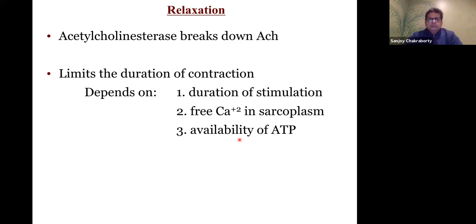Relaxation. So acetylcholinesterase breaks down the ACh. So what are the things that limit the contraction? Number one, duration of stimulation. Obviously, how long the muscle is being stimulated. Number two, free calcium in the sarcoplasm, how much calcium is available. And of course, ATP. If you don't have ATP, no matter what you do, you can't contract the muscle, because remember, you pull once, that's it. You're not going to be charged again if you don't have ATP. So ATP is required for muscle contraction to carry on.